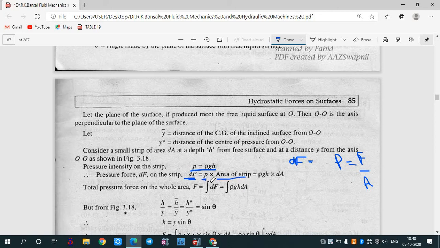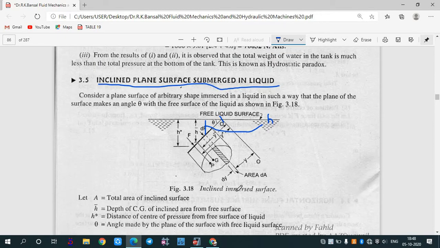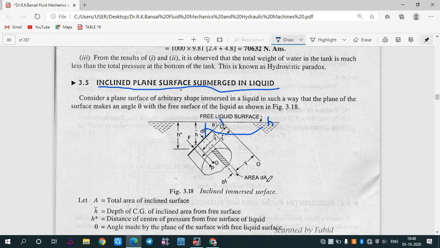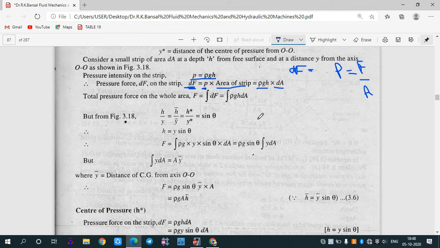After that, the pressure value, we know that pressure is rho g into h, so we will put rho g h, and the area of the strip is dA. We are considering that the area of the strip is dA. So this is basically for a strip.